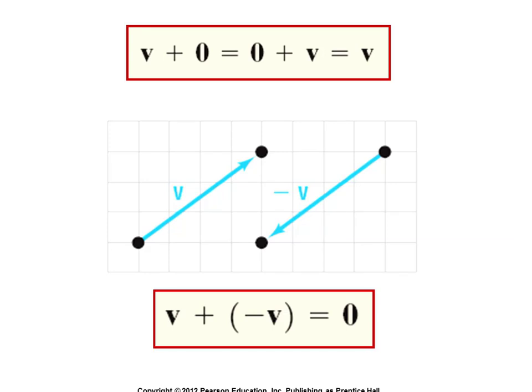Now, this is a lot like polar coordinates. If this is positive V, remember in polar we went the exact opposite direction. That's negative V. Negative V just has the exact same magnitude, but it goes in the exact opposite direction. And if I add V plus minus V, of course, we should get 0. Any questions right now?